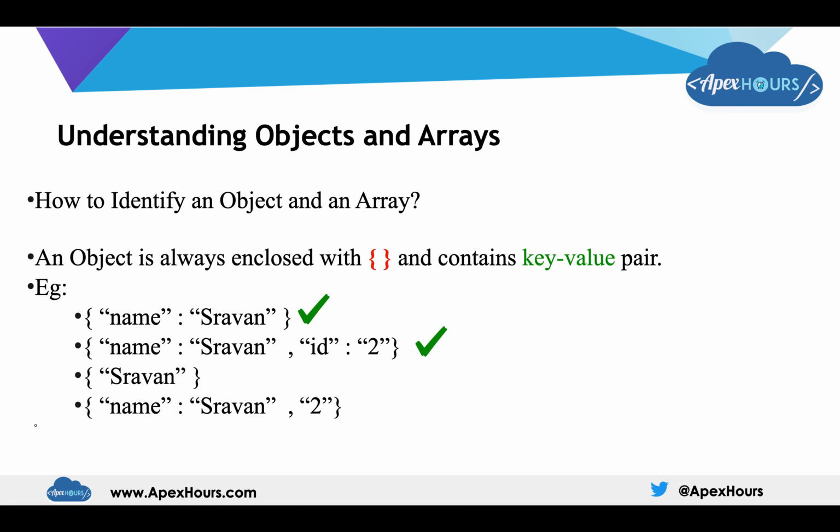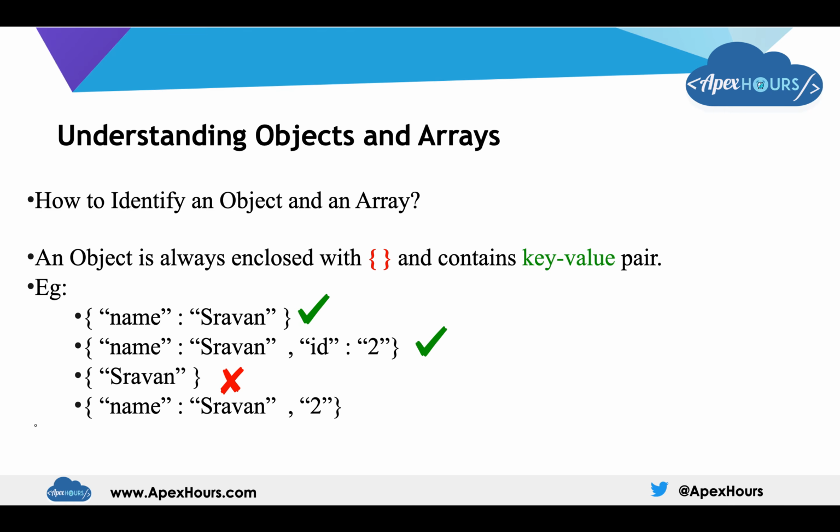Now the third example, let's see. It is enclosed with curly braces, which is fine according to our definition of an object, but does it contain a key value pair? No, I can see only one thing. I cannot say whether it is a value or it is a key. That's the reason it is not an object.